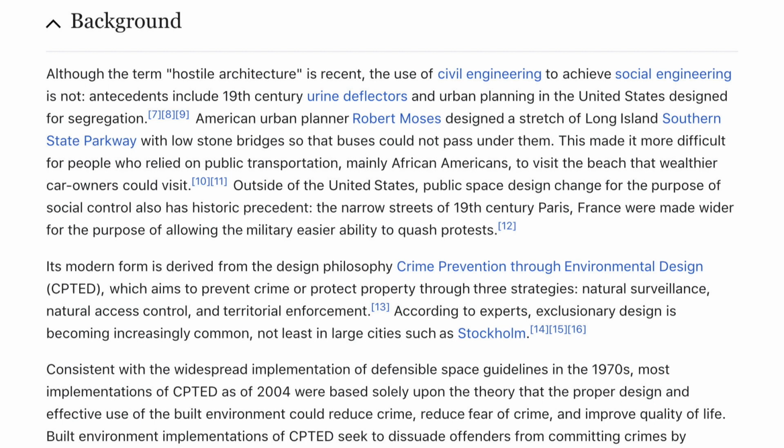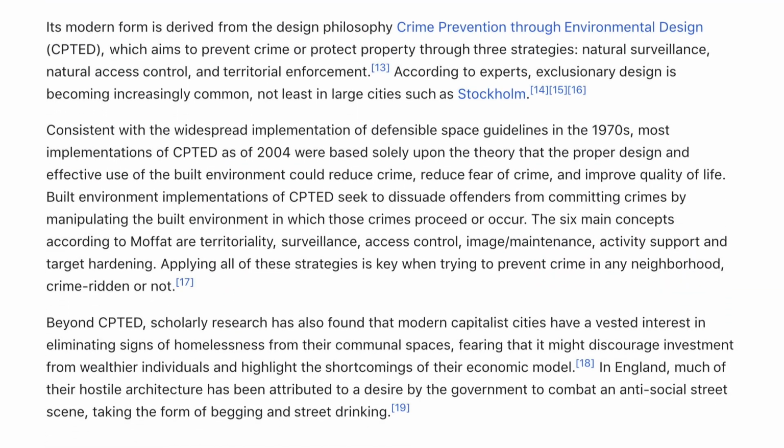According to experts, exclusionary design is becoming increasingly common, not least in large cities such as Stockholm. Consistent with the widespread implementation of defensible space guidelines in the 1970s, most implementations of CPTED as of 2004 were based solely upon the theory that the proper design and effective use of the built environment could reduce crime, reduce fear of crime, and improve quality of life.